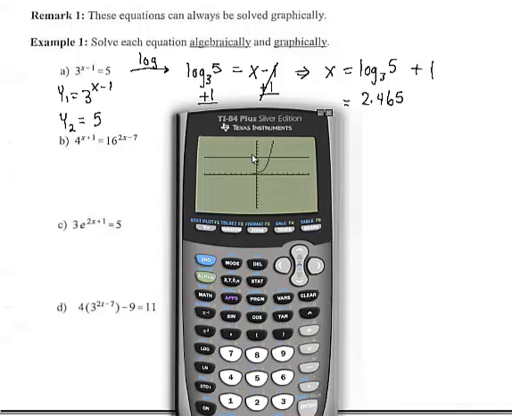So if you look at your graph, here is y equal 5. It's simply a horizontal line. And here's the left-hand side of our equation. Okay, this is the exponential part, 3 to the x minus 1. So you can definitely see that they intersect right about here.